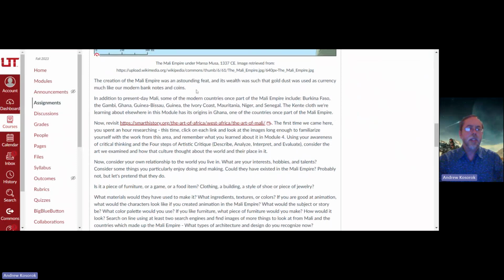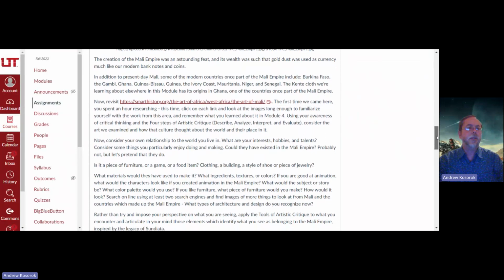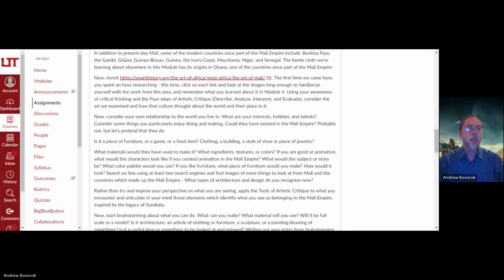In addition to present-day Mali, some of the modern countries once part of the Mali Empire include Burkina Faso, the Gambia, Ghana, Guinea-Bissau, Guinea, the Ivory Coast, Mauritania, Niger, and Senegal. That's a lot of them, but it touched into a few others as well. And in this module, we already learned about tradition in Ghana, which is one of those countries right up here.